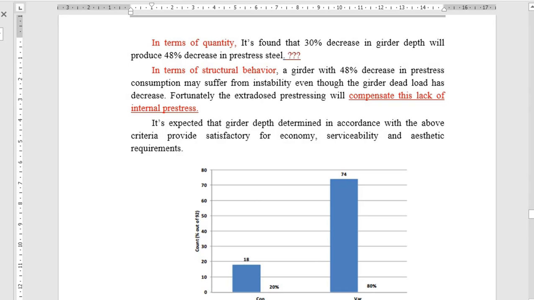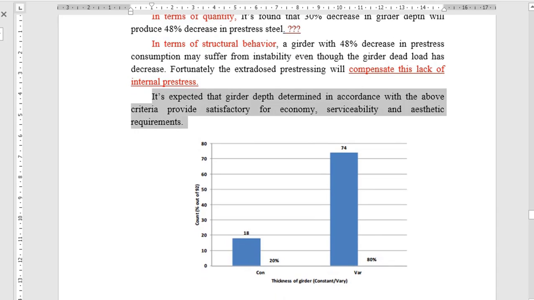In terms of quantity, it's found that 30% decrease in girder depth will produce 48% decrease in pre-stressed steel. In terms of structural behavior, a girder with 48% decrease in pre-stress consumption may suffer from instability even though the girder dead load has decreased. Fortunately, the extradosed pre-stressing will compensate this lack of internal pre-stress. It's expected that girder depth determined in accordance with the above criteria provides satisfactory economy, serviceability and aesthetic requirements.